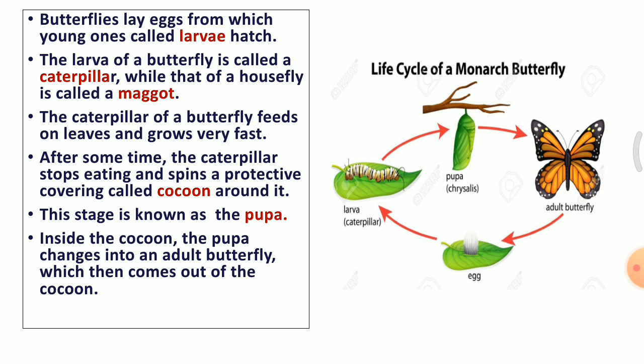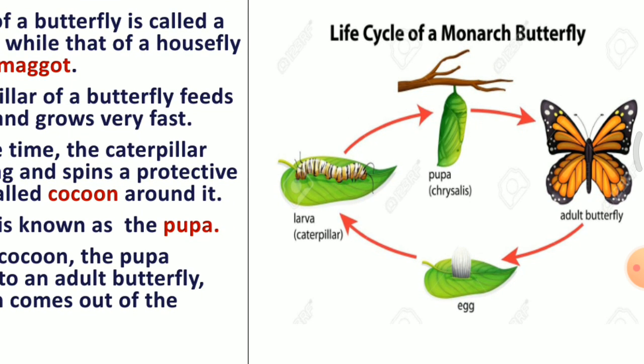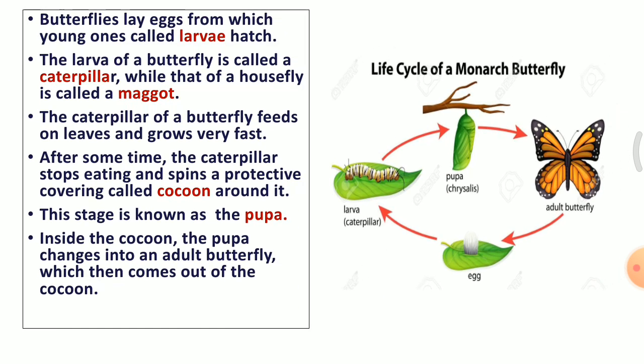Dear students, look at this diagram. This is an adult butterfly. The first one is the adult butterfly. It lays eggs on the leaf. After some days, the larva hatches out from the egg. This larva is the young one of the adult butterfly. Another name for the larva is caterpillar.